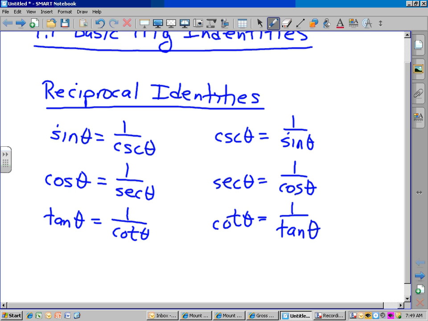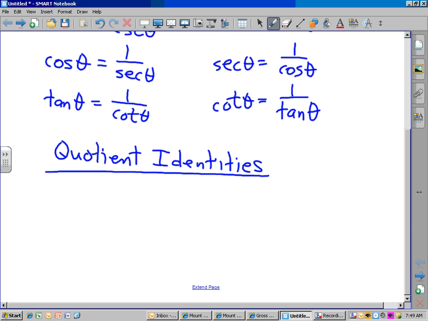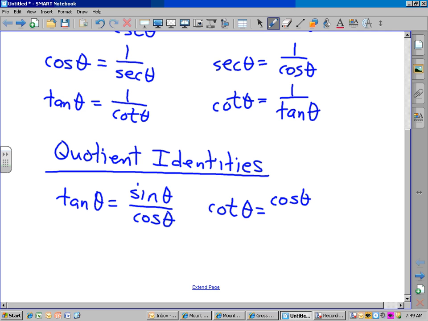Quotient identities. Now, I've actually talked about these before as well. Tangent can be written as sine over cosine. You just use that to create the tangent graph. Cotangent, same thing. In this case, it's cosine over sine. You finding all these okay on your identity sheet? Yeah, they're all on there.